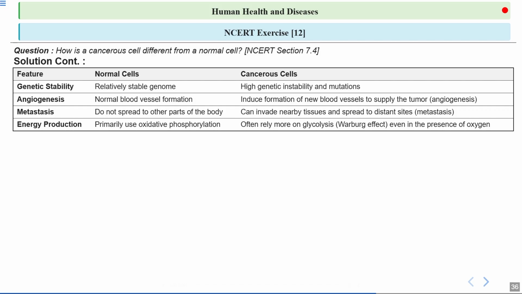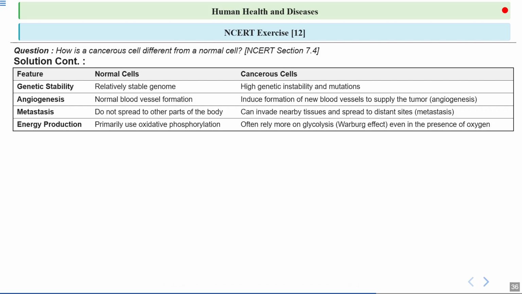Now normal cells undergo angiogenesis to supply developing tissues with oxygen and nutrients, but cancer cells actively induce the formation of new blood vessels to support their rapid growth and spread. Let's talk about metastasis. So normal cells do not spread to other parts of the body, while cancer cells can invade nearby tissues and migrate to distant organs, establishing new tumors.